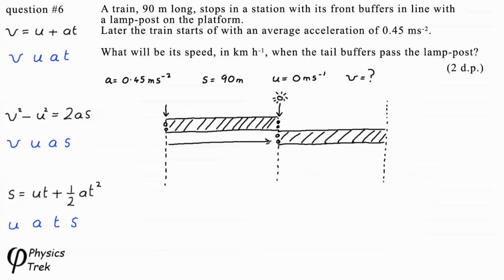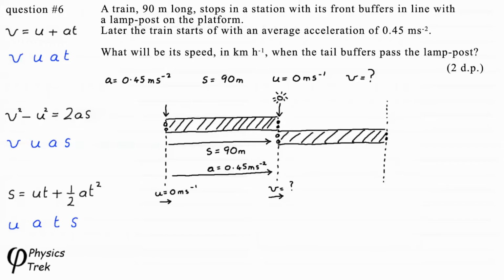Now the distance we require is the distance the rear buffers move from the start of the acceleration to the end. So the distance s is 90 meters. u is equal to 0 meters per second. v we need to calculate. The acceleration over the 90 meters is a, which is 0.45 meters per second squared. So before we go on, for a few seconds, have a close look at the diagram and appreciate how it pictorially describes the question. And now for the calculation.